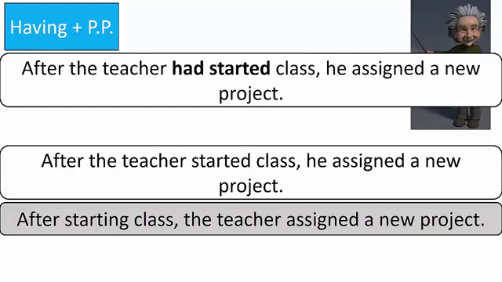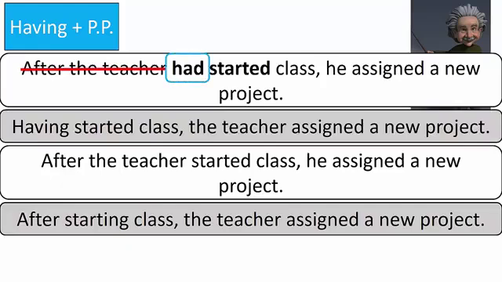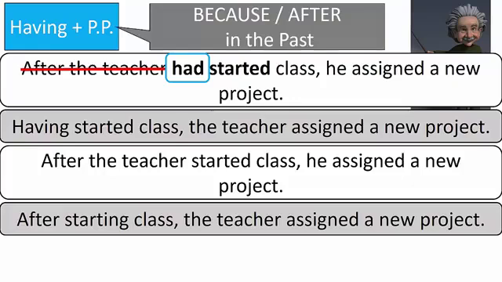When your clause begins with after and it is about the past, it is possible to reduce it in the same way that we reduced because. Change this verb to the ing form. Having started class, the teacher assigned a new project. Now you know if a sentence starts with because or after and is in the past, you can start the reduction with having and the past participle.